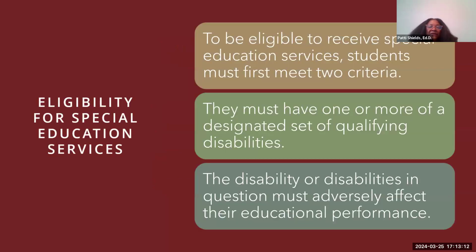There is eligibility for special education services. To be eligible to receive special education services, a student must first meet two criteria. They must have one or more of a designated set of qualifying disabilities, and the disability or disabilities in question must adversely affect their educational performance.